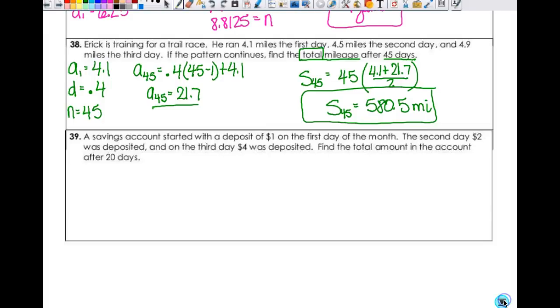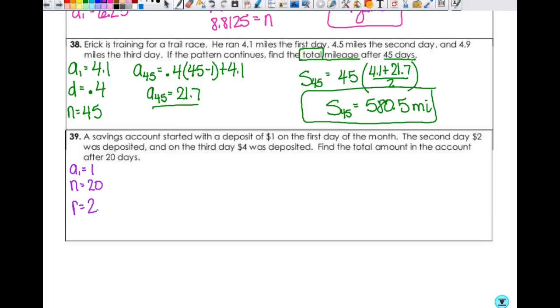All right, a savings account. Started with a deposit of $1 on the first day of the month. The second day, $2 was deposited. The third day, $4 was deposited. And find the total amount in the account after 20 days. So we are doubling the deposit every day. A1 is equal to 1. N is equal to 20. R is equal to 2.